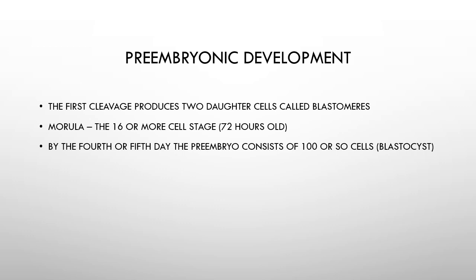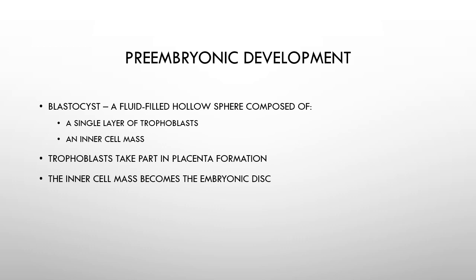The 100 cells is what we call a blastocyst. And so by that fourth or fifth day, we're now entering into the uterus, and that blastocyst is now going to have the ability to bind with the uterus. And so we get implantation.